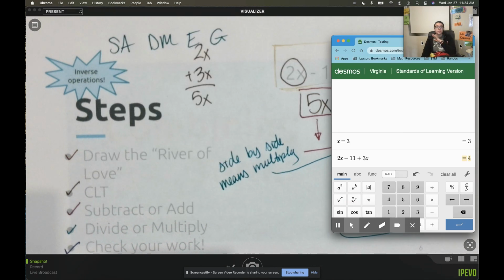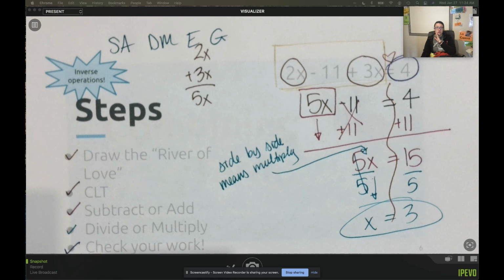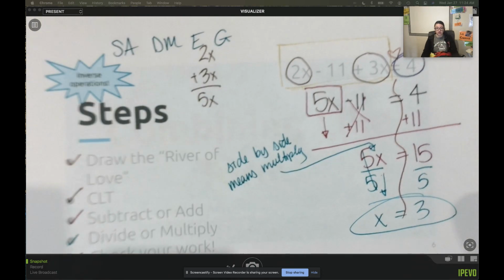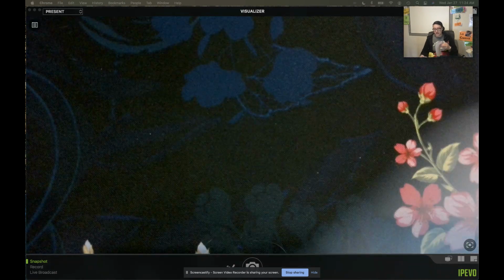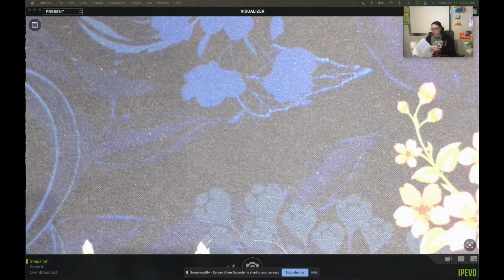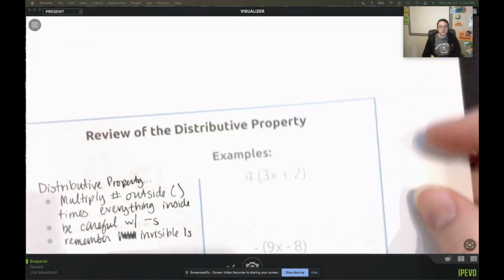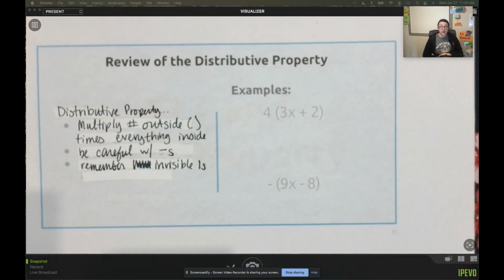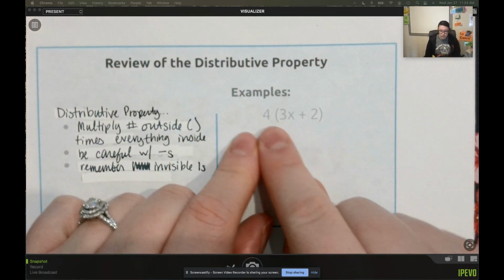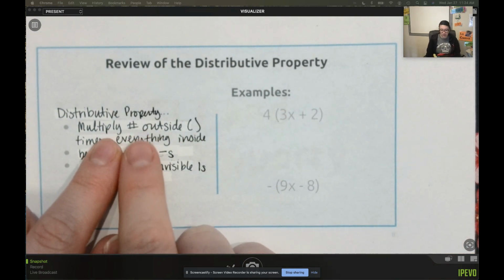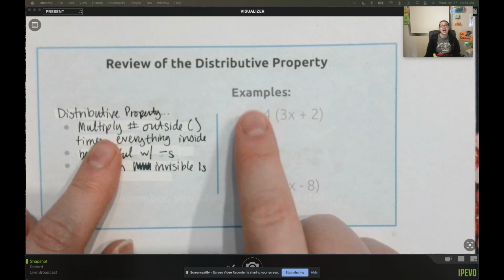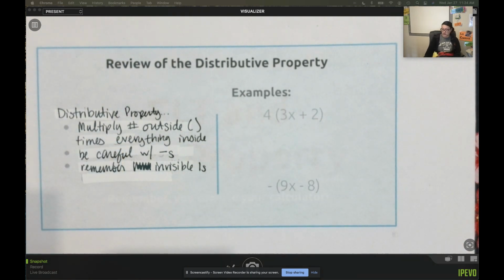So that was a problem where we were just doing combining like terms to solve our equations. Now we need to do the same thing but with the distributive property. If you forgot about the distributive property, remember that's when we have a number outside a set of parentheses. We have to multiply that number outside the parentheses times everything on the inside.